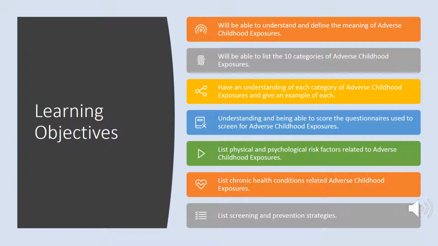The learning objectives for this presentation are as follows. We'll be able to understand and define the meaning of adverse childhood exposures, list the 10 categories of adverse childhood exposures, have an understanding of each category and give examples of each, understand and be able to score the questionnaires used to screen for adverse childhood exposures, list the physical and psychological risk factors related to adverse childhood exposures, list chronic health conditions related to adverse childhood exposures, and list screening and prevention strategies for adverse childhood exposures.